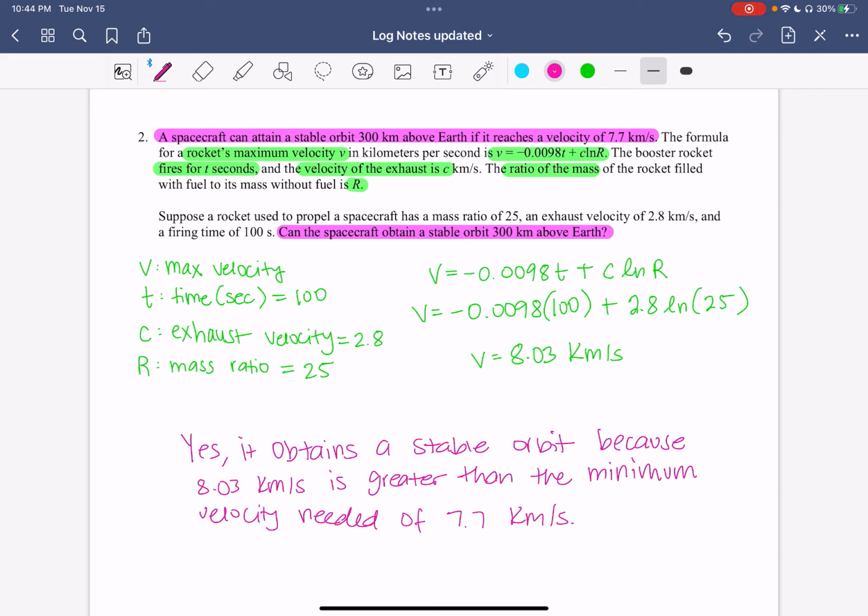Okay, and so that's it. This was a really long lesson. It went over a lot of different things involving logarithmic functions.